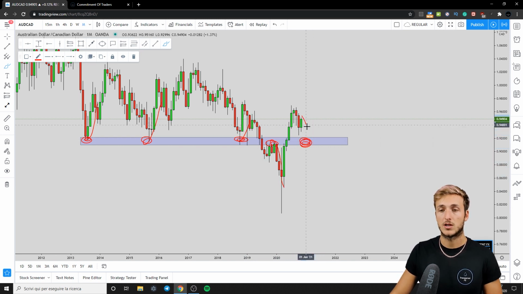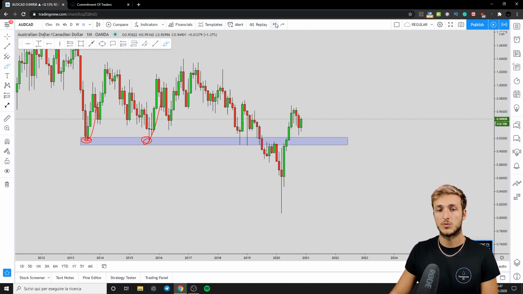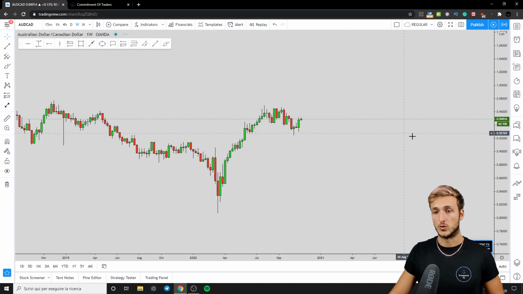And we should see the market go for a deeper test of this support before creating the continuation to the upside. So from a monthly perspective, what we know is that we do expect a deeper retracement before the continuation to the upside. Going down on the weekly time frame, what do we see?